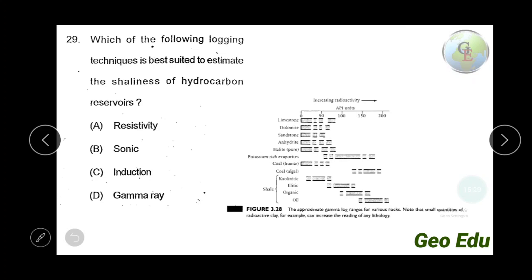And there are different types of logging, like gamma ray logging, which is generally used for lithology interpretation, shale volume calculation, to calculate the clay volume, permeability, porosity and wave velocity calculation. So the answer will be gamma ray. Gamma ray is used for shale volume calculation, that is shaliness of the hydrocarbon reservoir.